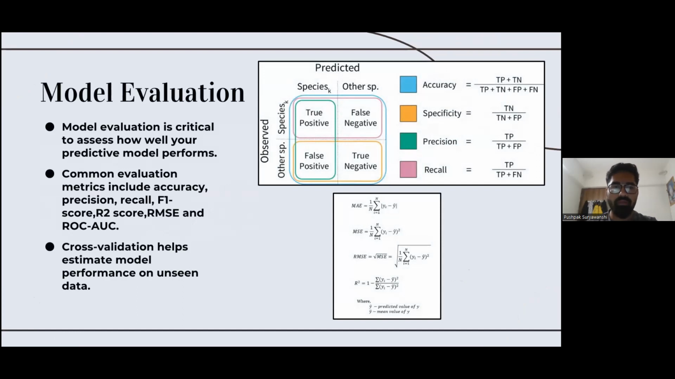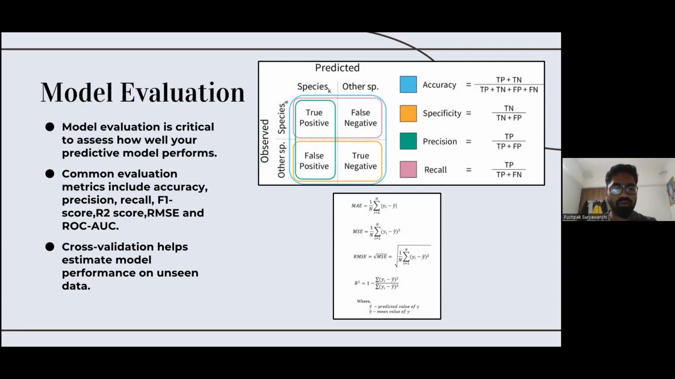So the next step is model evaluation. Model evaluation tells us how good a model is, and according to it, we can find which model is best suited for us, and we will consider that model for the data set. Common evaluation metrics include accuracy, precision, recall, F1 score, R square score, RMSE, which means root mean square error, and MAE, mean absolute error also. These are some of the performance metrics used to evaluate the model.